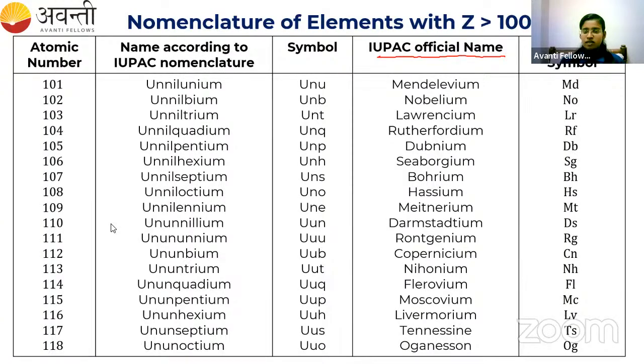They will give unnilunium and mendelevium, unnilbium, nobelium, unniltrium, lawrencium, but unnilquadium with some other name. Instead of matching it with rutherfordium, they will match it with bohrium or some other element. They will give all these sets and ask you to find the incorrect match, or a match the following type. So anything can be asked. You need to study both the IUPAC nomenclature and the IUPAC official name for these 18 elements. Clear? You are going to memorize, that's all.